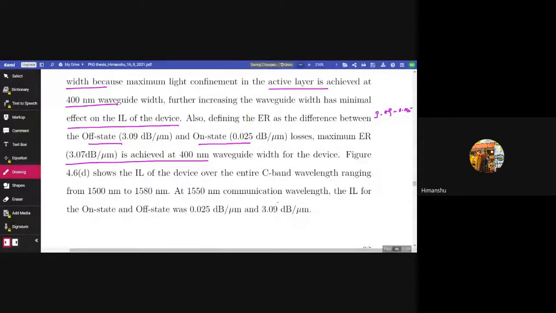So starting from width, maximum light confinement in the active layer is achieved at 400 nanometer waveguide width. Further increasing the waveguide width has minimal effect on the IL of the device. Also, defining the ER as the difference between the off state 3.09 dB per micrometer and on state 0.025 dB per micrometer losses, maximum ER, that is 3.07 dB per micrometer, is achieved at 400 nanometer waveguide width for the device. Figure 4.6d shows the IL of the device over the entire C-band wavelength ranging from 1500 nanometer to 1580 nanometer. At 1550 nanometer communication wavelength, the IL for the on-state and off-state was 0.025 dB per micrometer and 3.09 dB per micrometer.